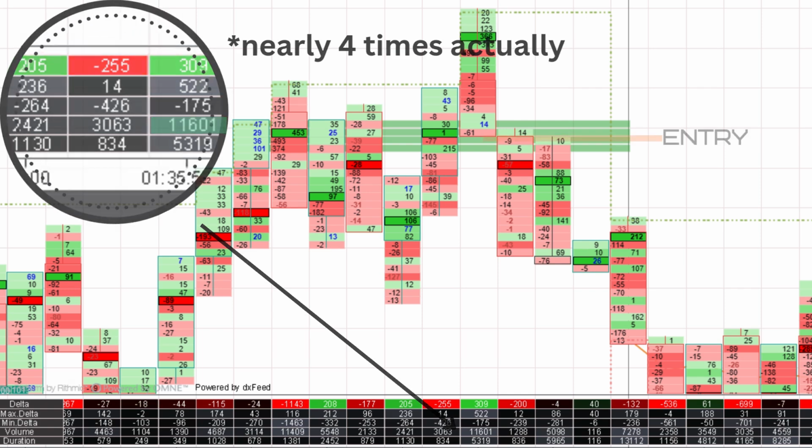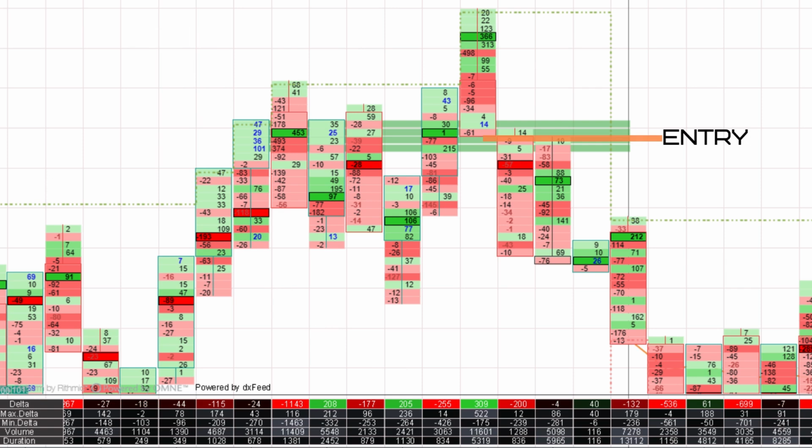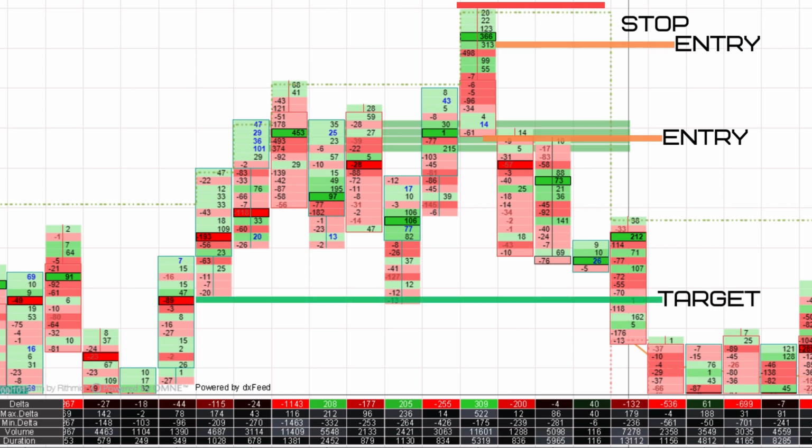We could therefore trade it like this. Now, for transparency, this particular trade actually would have rolled over into the next day, especially if you were targeting lower. But the setup is still valid, and that's why I've included this example.